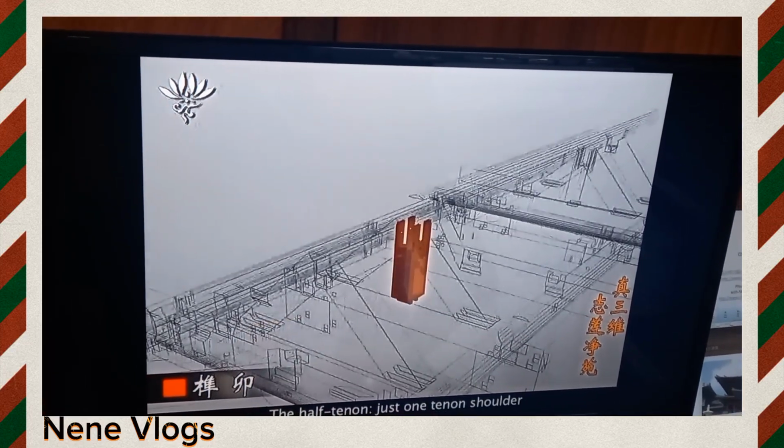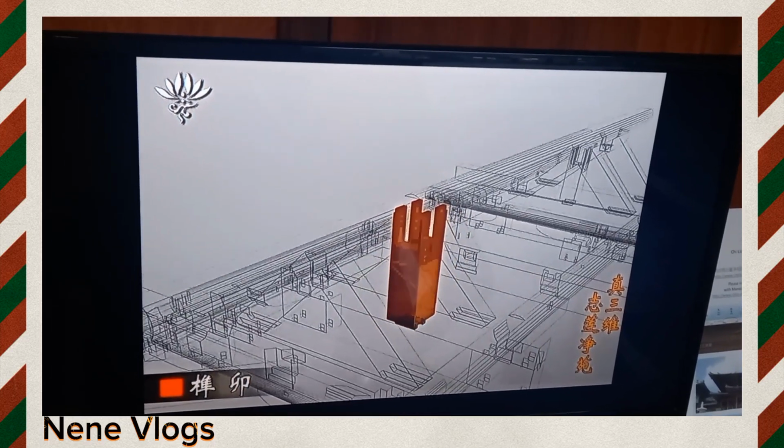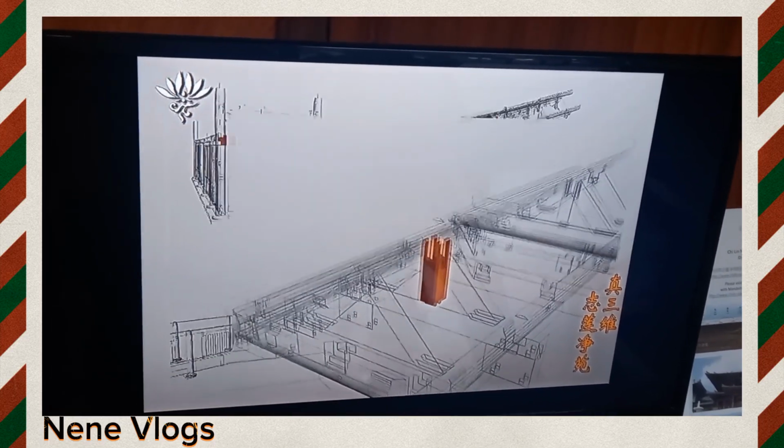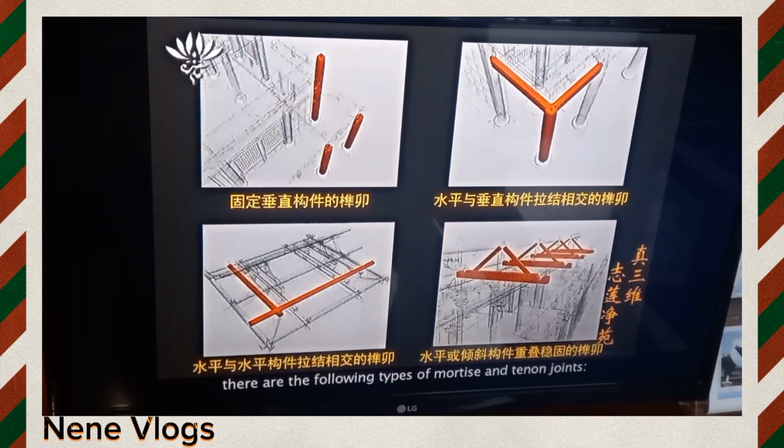The half tenon, with just one tenon shoulder, is made for some special positions. In terms of functions, there are the following types of mortise and tenon joints.